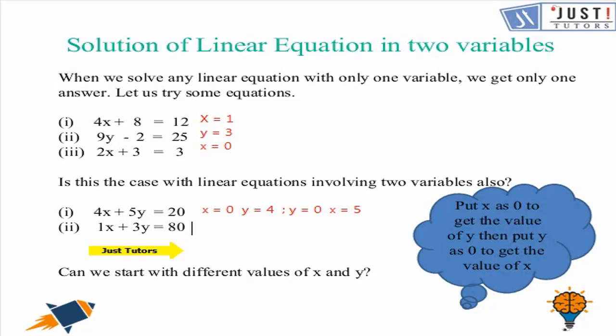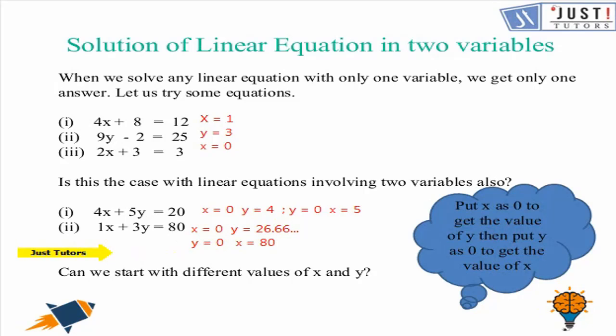So now let's have a look at the second equation, which says 1x plus 3y is equal to 80. So if we put x is equal to 0, we get y is equal to 26.666, so that's going to be a recurring decimal. We can always round it off as 26.67, and we can even put y is equal to 0 in this equation, and then we'll get x is actually equal to 80. So this is how we solve the equations in two variables.